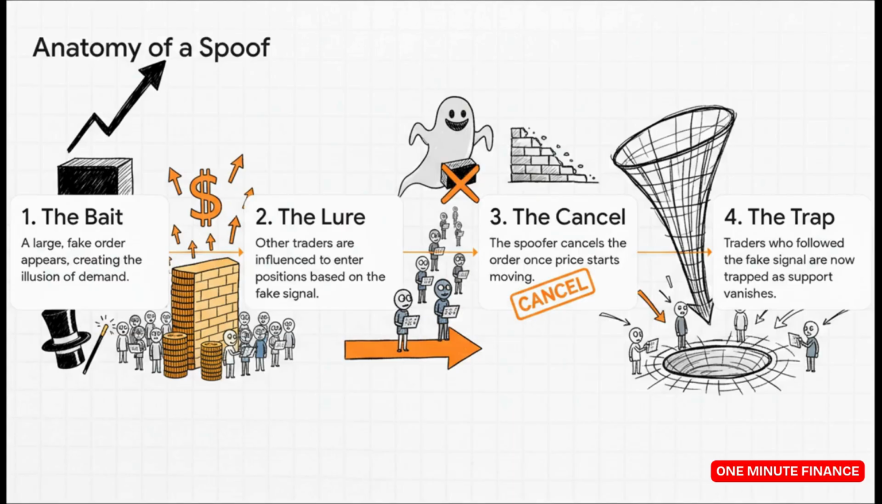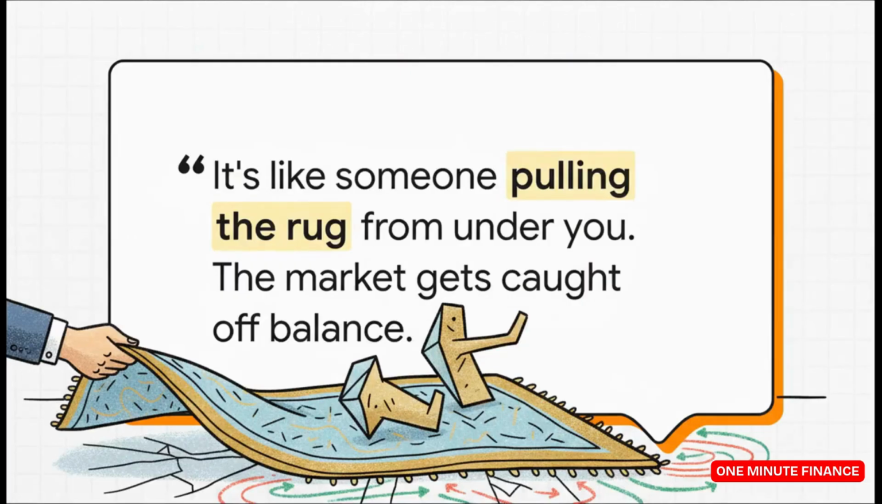Poof! And step 4, that fake support just vanishes, and all the buyers who got tricked are now trapped as the price falls. I mean, it is exactly like someone pulling the rug right out from under you. That support you were standing on, the one that looks so solid, it was never really there. And this is precisely why you can never trust the size you see on the order book at face value.